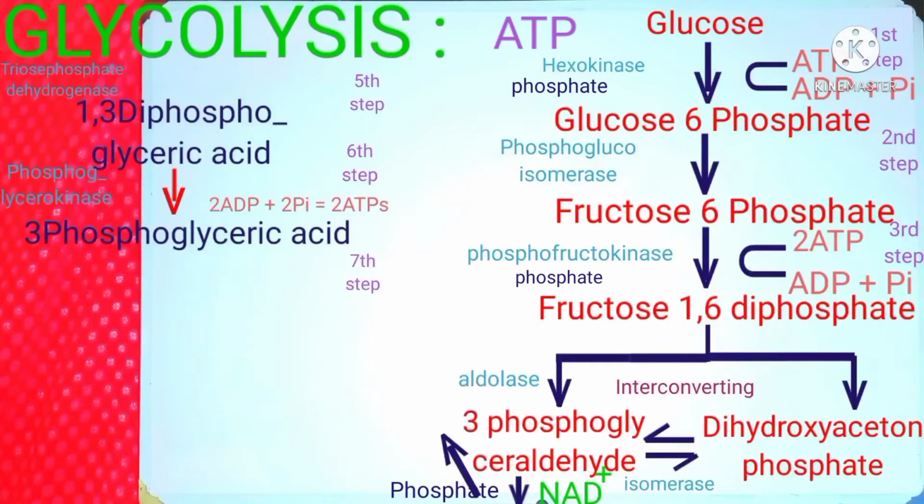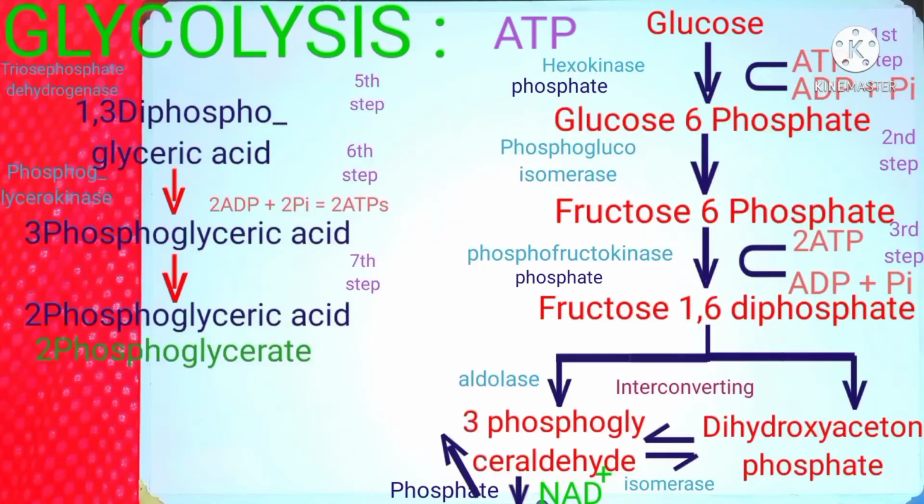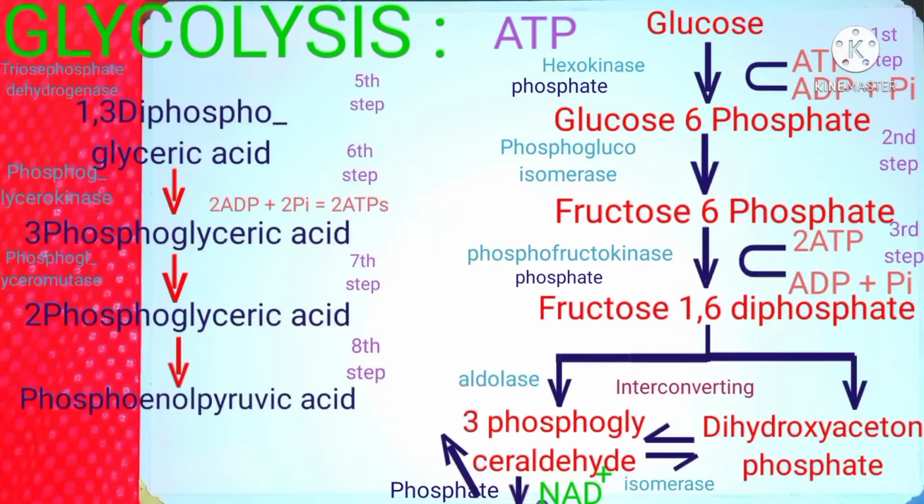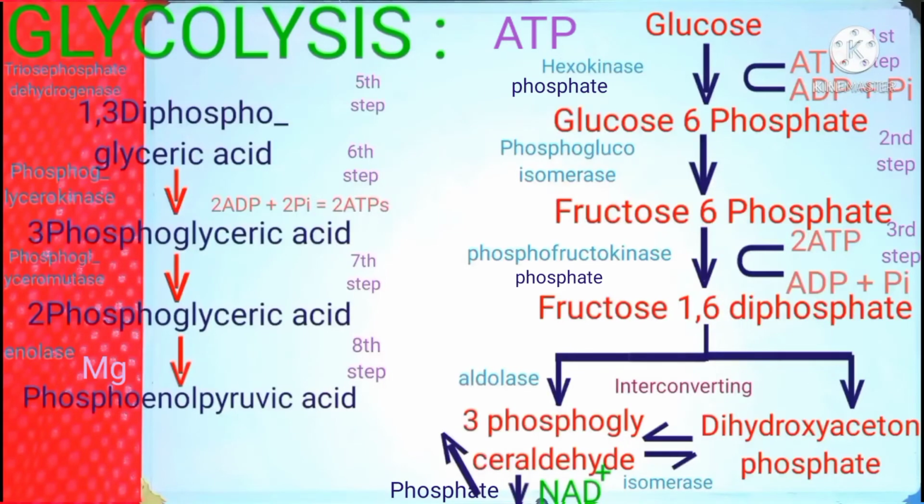During the seventh step, 3-phosphoglyceric acid or 3-phosphoglycerate is converted into 2-phosphoglyceric acid or 2-phosphoglycerate in the presence of an enzyme, phosphoglyceromutase. Next is the eighth step, during which 2-phosphoglyceric acid or 2-phosphoglycerate is converted into phosphoenol pyruvic acid or phosphoenol pyruvate in the presence of enolase enzyme. And magnesium is also utilized in this eighth step.